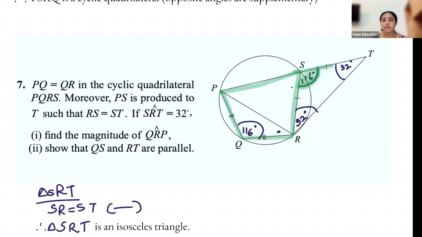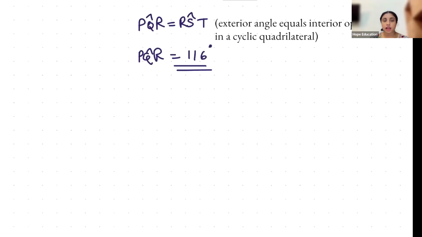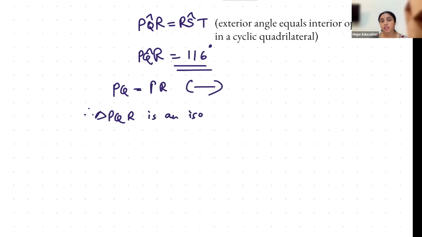Then, let me erase this part for now. We also know that this part is a triangle, and it is an isosceles triangle because PQ equals PR. So I write PQ equals PR, that is given. Therefore, triangle PQR is an isosceles triangle.